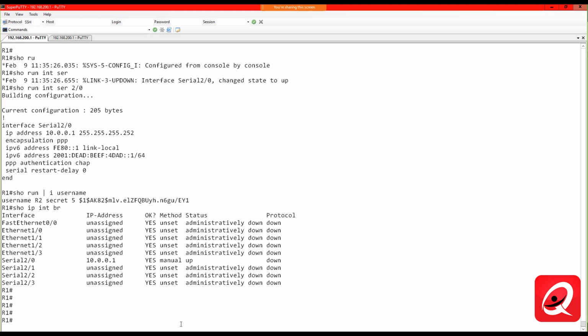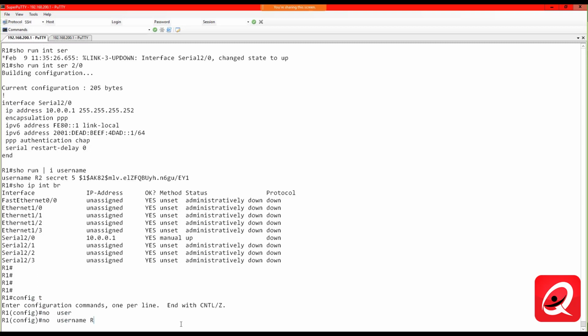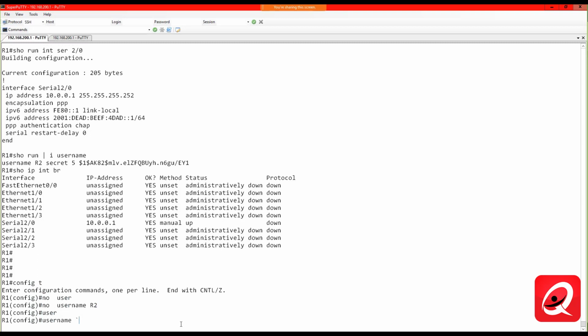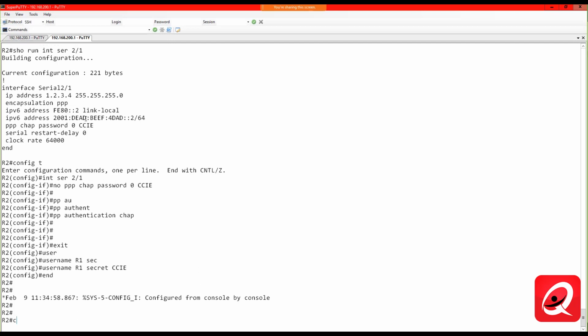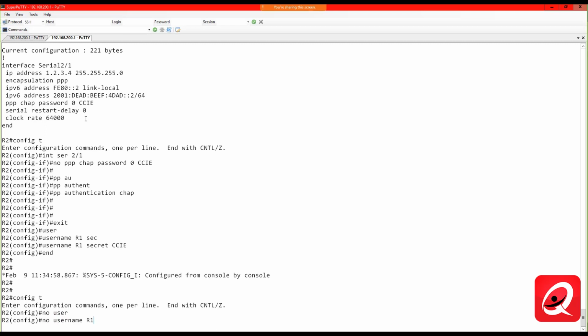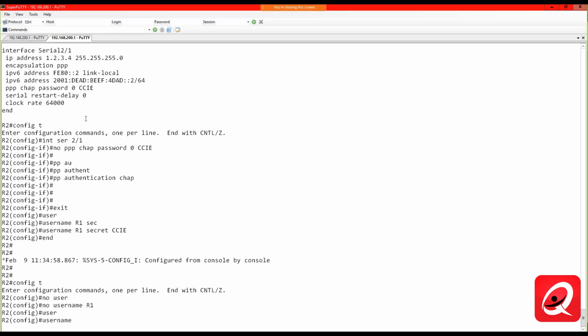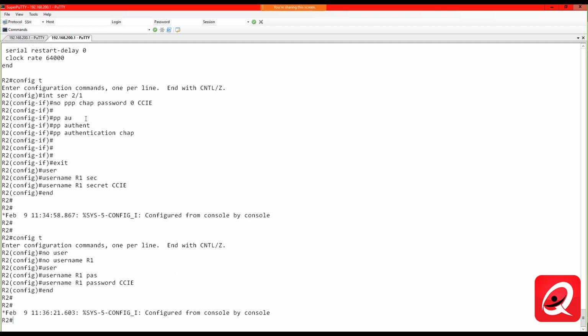Yeah, it's really strange. It's not working. It'll work, of course, if I go ahead and use a non-secure password. So config T, no username R2, username R2 password CCIE. Let's do the same thing on this side. Config T, no username R1, username R1 password CCIE.